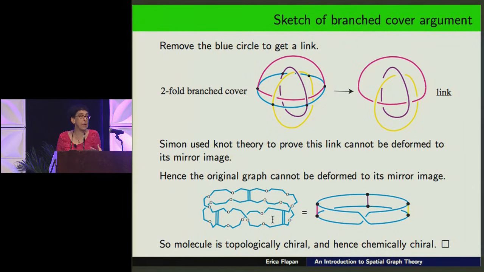And so John Simon was able to use knot theory to prove that this link is different from its mirror image. And then to trace that back to say, well, if the original Mobius ladder were the same as its mirror image, then we could deform it to its mirror image, and that would give us a deformation in the branch cover of the link to its mirror image. So from this, we can conclude that the Mobius ladder is topologically chiral, and hence, as a molecule, it's also chemically chiral, which is exactly what the chemists wanted to know to confirm that the structure that they had synthesized had a twist like a Mobius ladder.